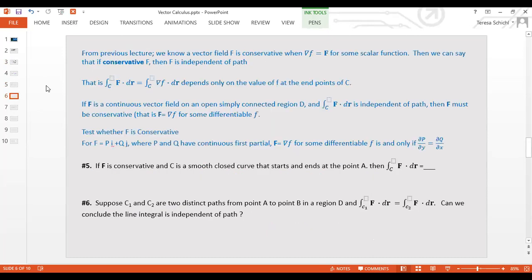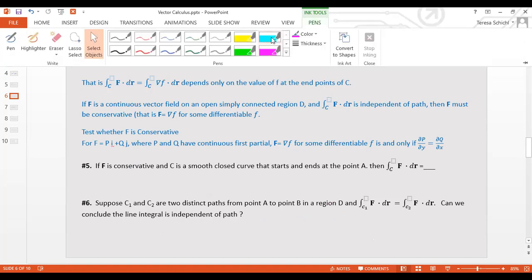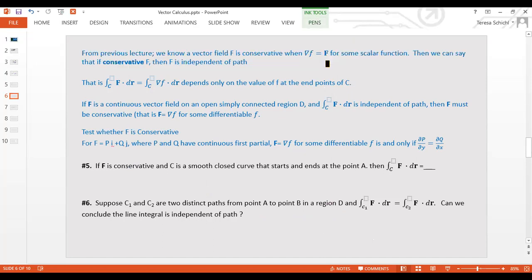Okay, so we also defined the vector field. We say if you can find F equal to some gradient field, then F is conservative, okay? Because from example number 1, if F is conservative, then F is independent of the path.